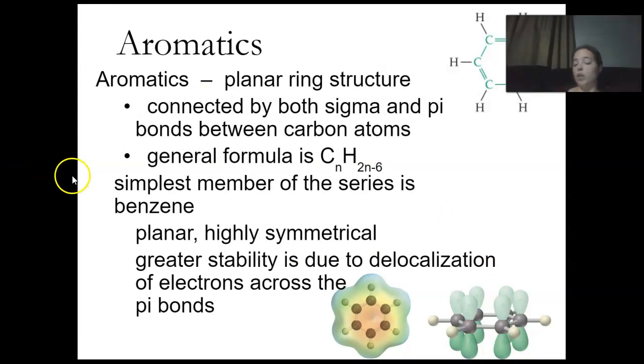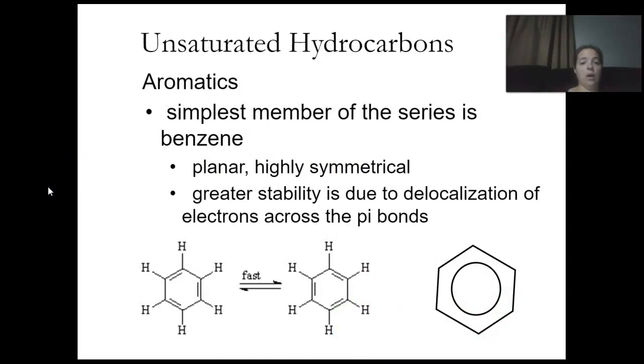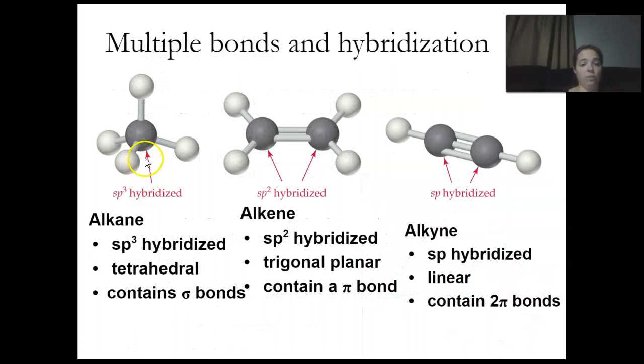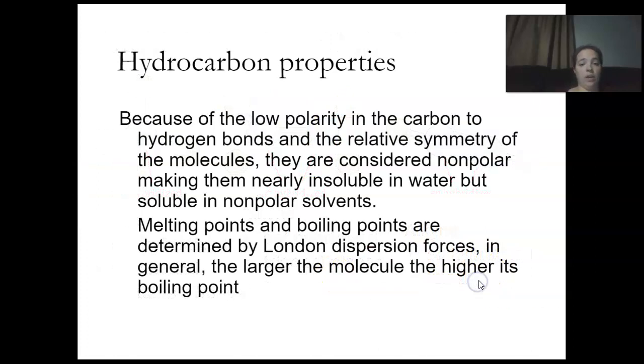All right, aromatics, you're not going to have to do them. Just know they're a planar ring. They are unsaturated again because you do have double bonds to them. And then geometry, don't worry too much about it. Just know that for the most part, they're going to be tetrahedral for alkanes, alkenes are trigonal-planar, alkynes are linear.